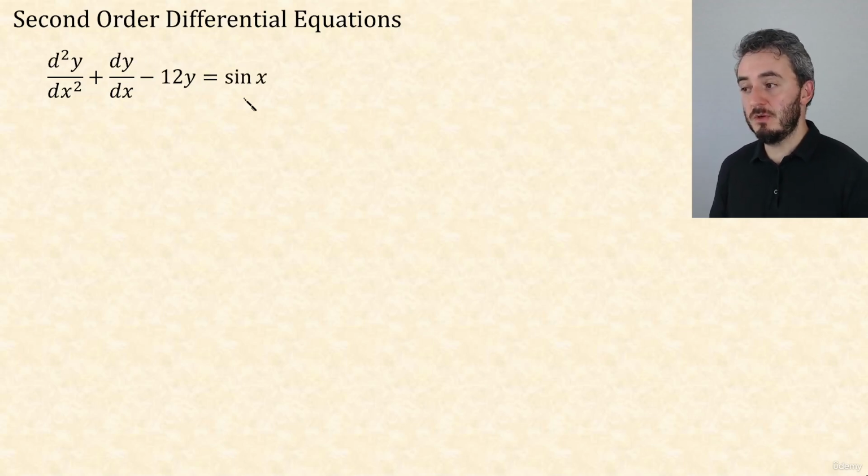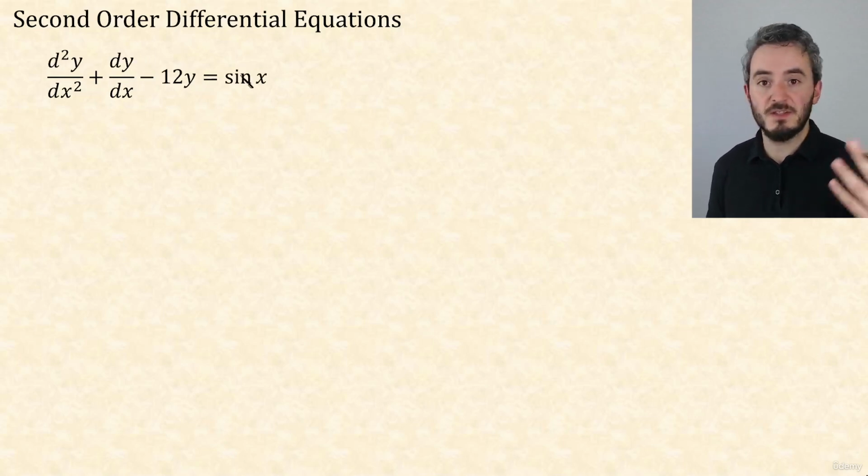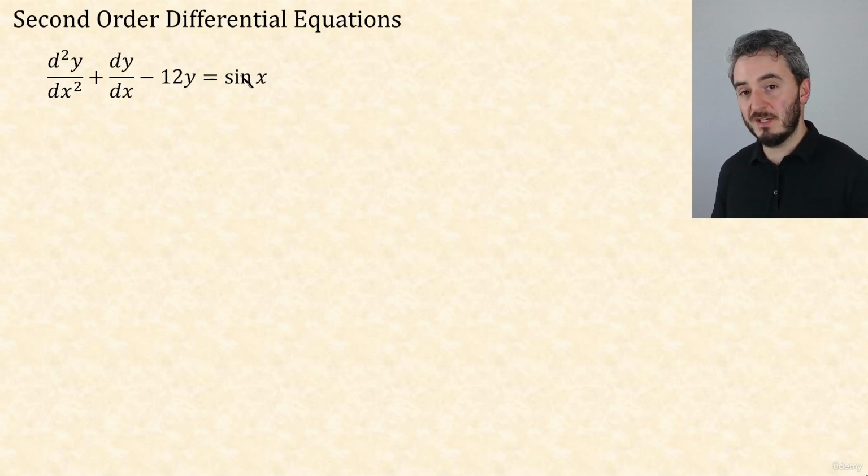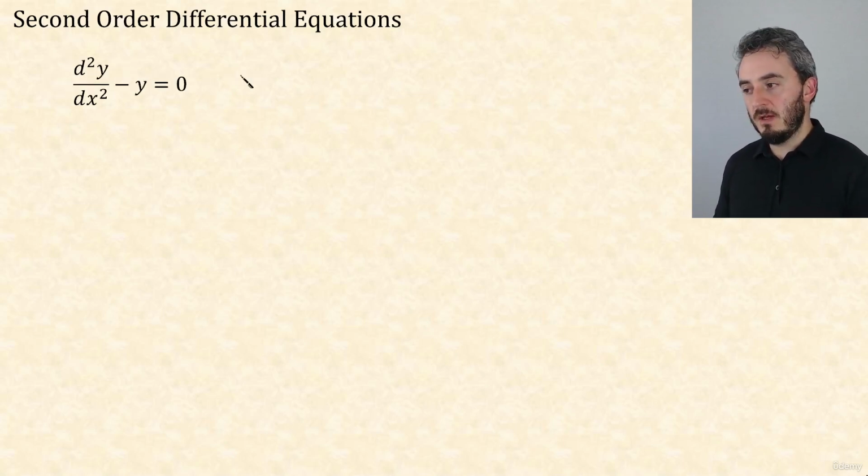Sometimes it's equal to a function of x, like sine x, and that's called a non-homogeneous second order differential equation. Don't worry about the terminology now, there's lots of jargon there. We're going to focus on the homogeneous ones, that's ones equal to 0. Let's start off with one that we may be able to guess. So can we think of a function where the second derivative minus the original function is 0?